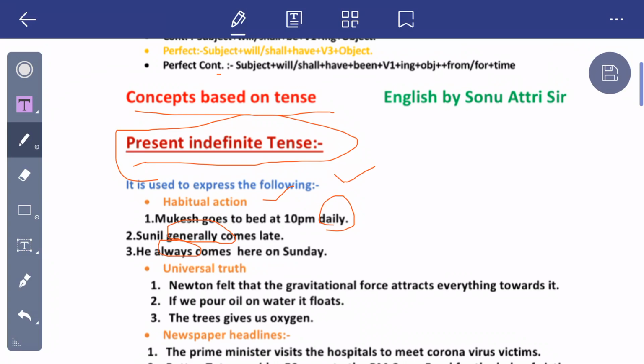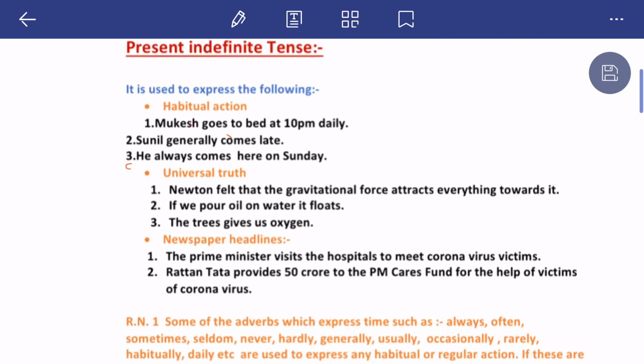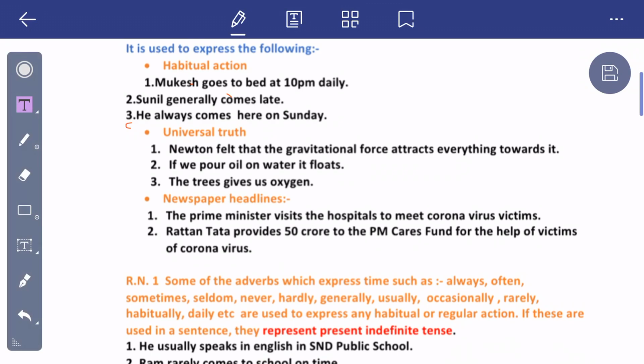Now let us move on to our second point. It is given universal truth. As you know, what are universal truths? Beta, universal truths are those which are given in the form of reality. They are real actions actually. They are real and they always remain the same. Such as in the very first sentence, Newton felt that. Actually, Newton felt in ancient time.